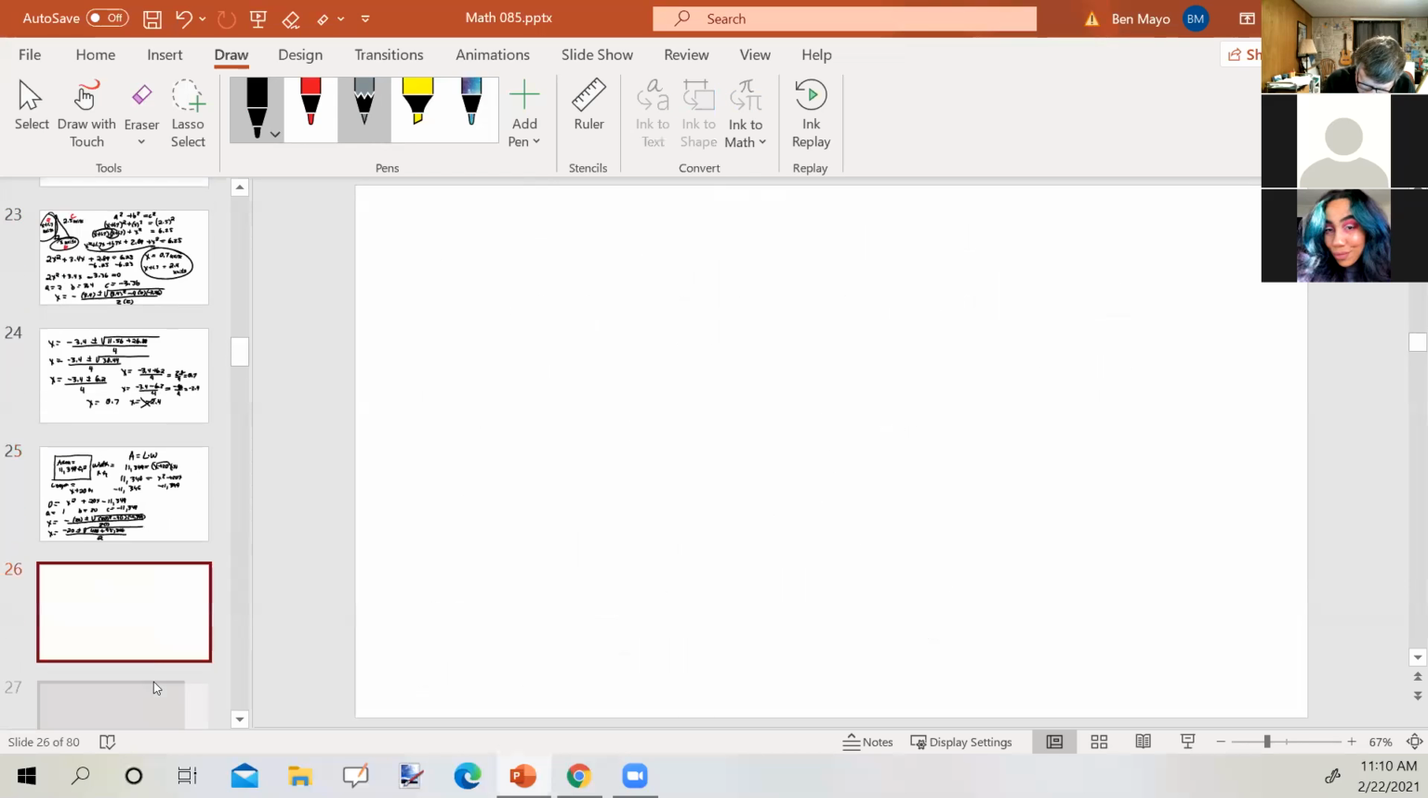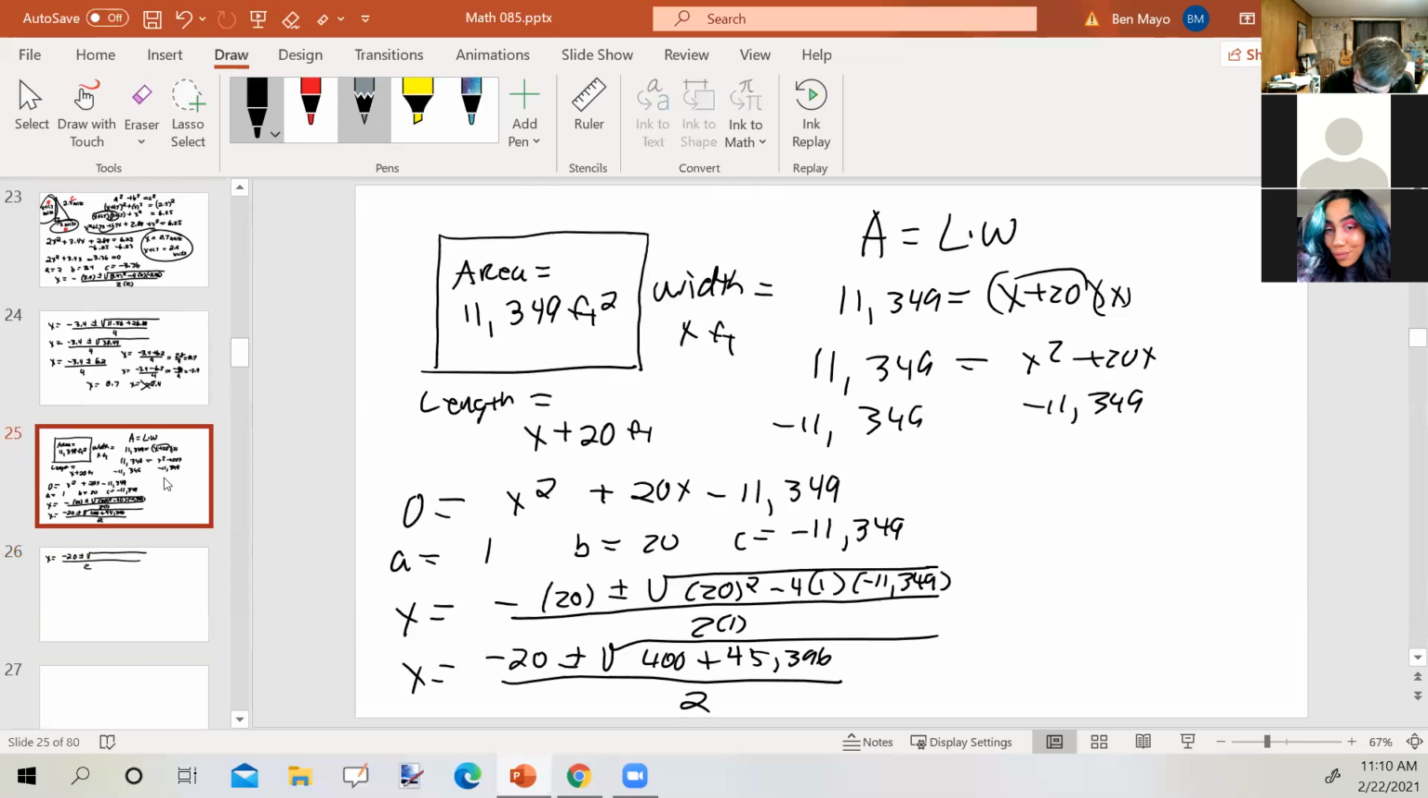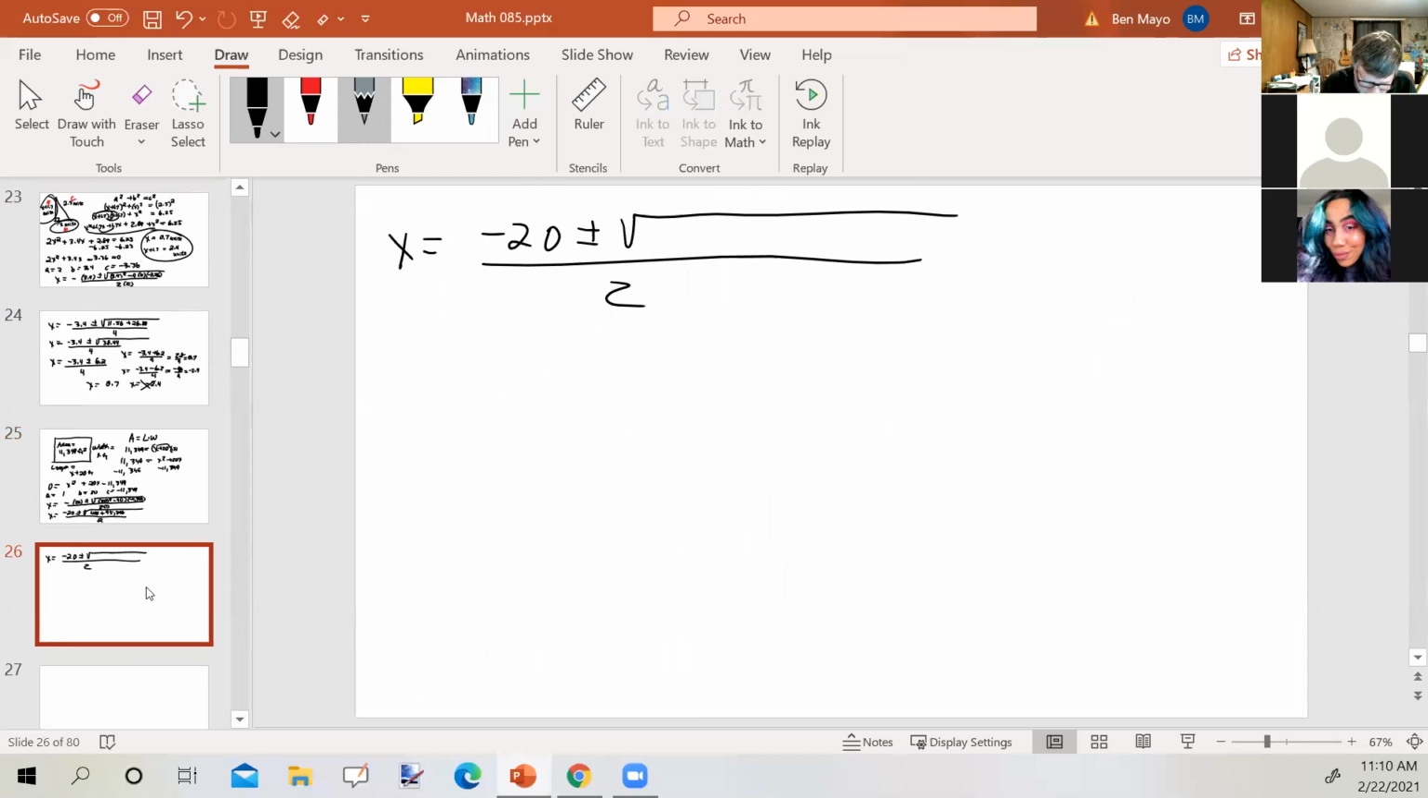Let's go to the next page. X equals negative 20 plus or minus the square root of, let's see, 45,396 plus 400 is 45,796. Okay.